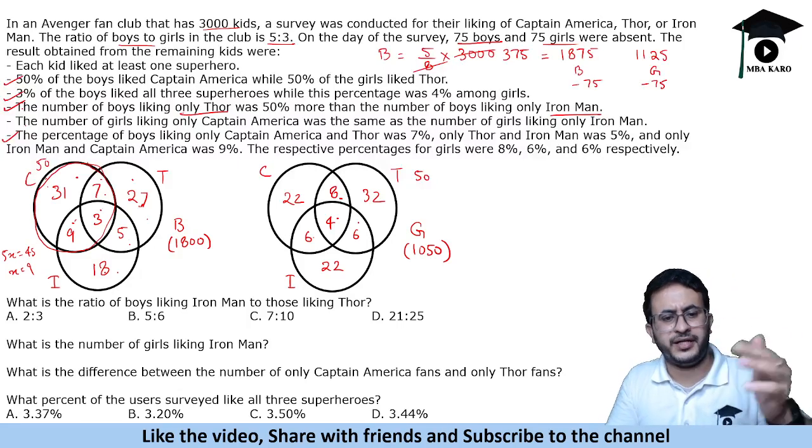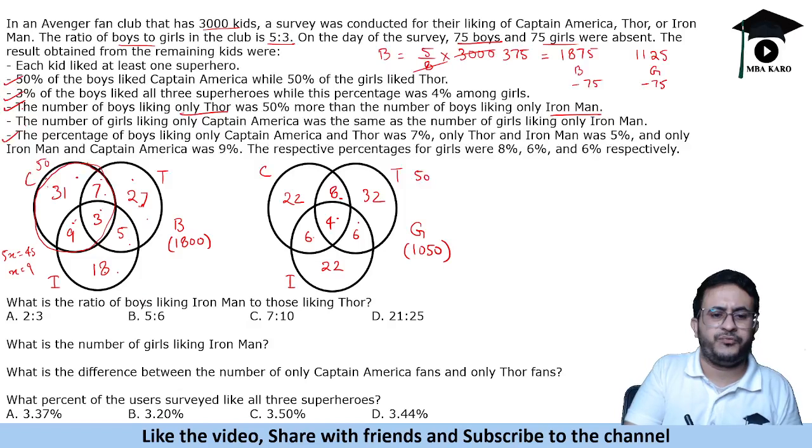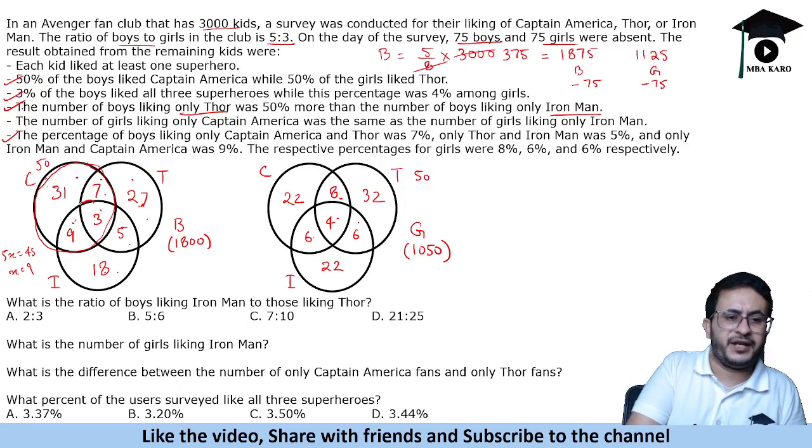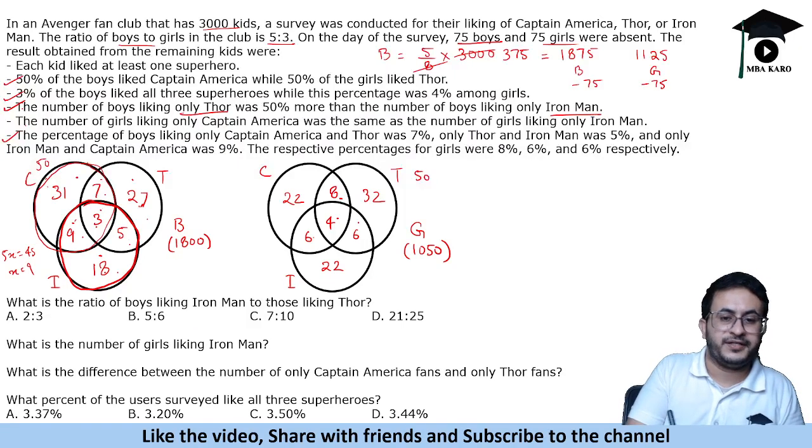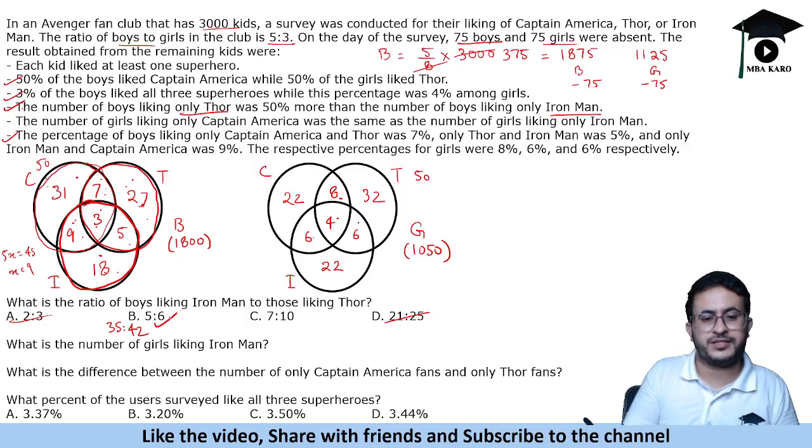Alright, so now let's look at the questions. What is the ratio of boys liking Iron Man to those liking Thor? So Iron Man, we will have to add all these values. So which goes 18, 27, 30, 35. Right, so 35. So these 2 cannot be the answers. And Thor is this complete circle, which is 34 plus 8, 42. So 35 ratio 42, which is 5 ratio 6.